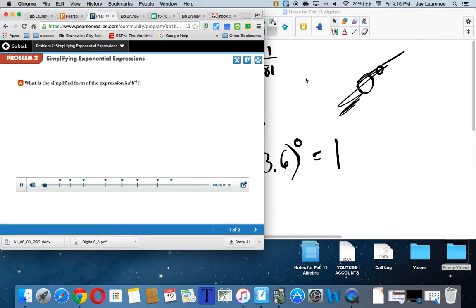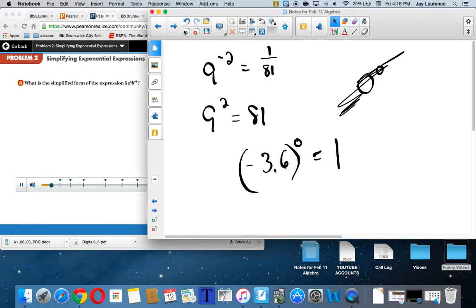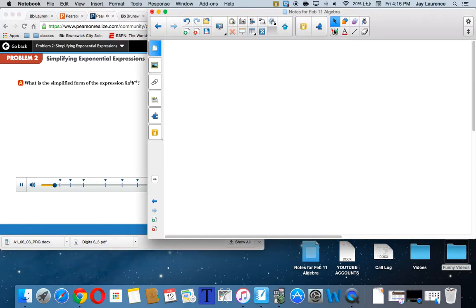And it says, what is the simplified form of 5a cubed b to the negative second power? So I've got 5a cubed and b to the negative second power. All right, well, which terms are being raised to a negative exponent? Only the b term, right?